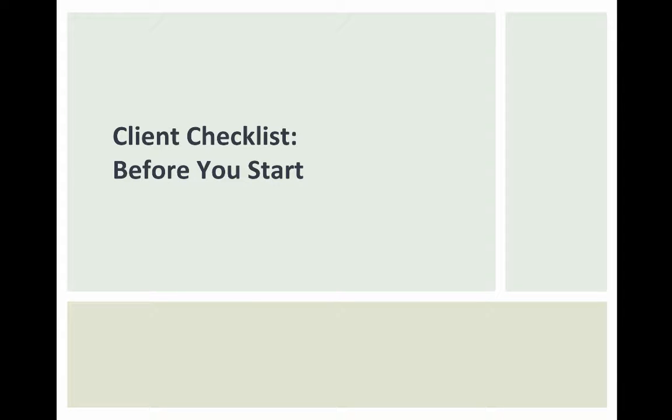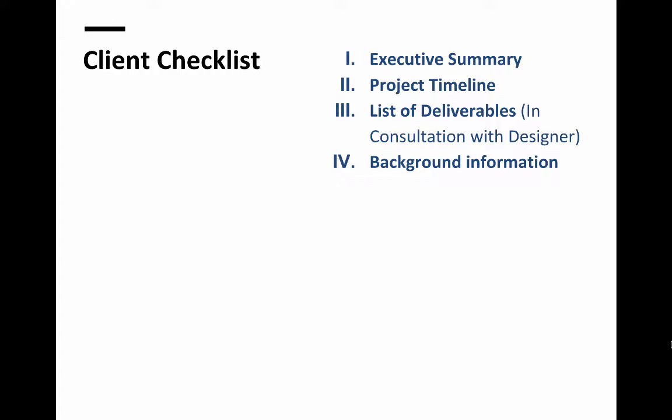It's important that your client agree to give you a proper starting point before you start working on a design for them. In the next few slides, I will cover some things that you want to get from your clients. Clients should provide the following items to you. This will undoubtedly help you get started. So you should get from your client an executive summary, project timeline, list of deliverables, at least what they think initially, and some background information regarding their app idea.